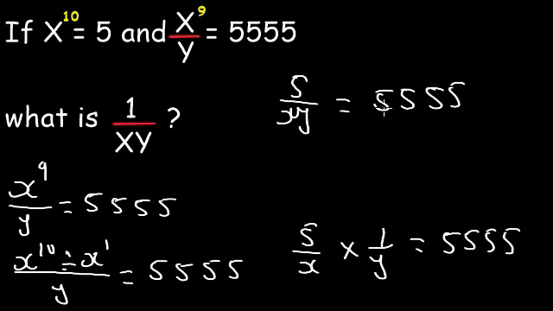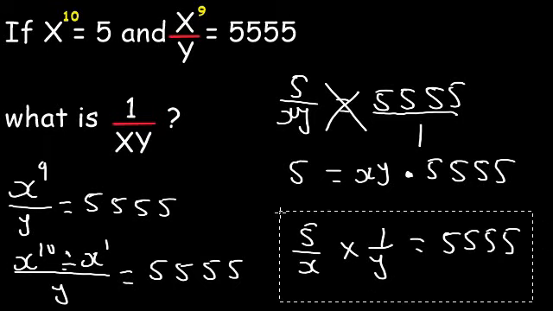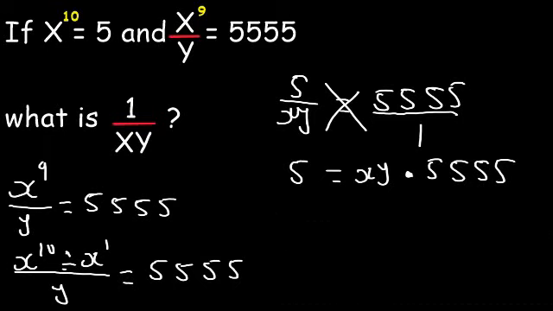Now this is equal to 5,555. So what I'm going to do right now is just cross multiply, as if the 5,555 is divided by 1. If I cross multiply, then I'm going to have 5 equal to xy multiplied by 5,555. So at this point, since my main goal is to isolate xy, I'm just going to divide both sides by 5,555.